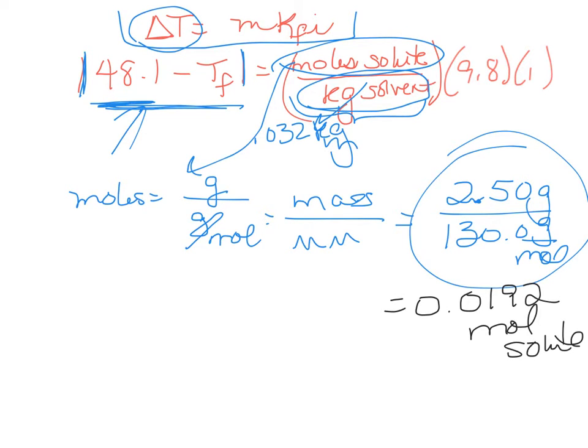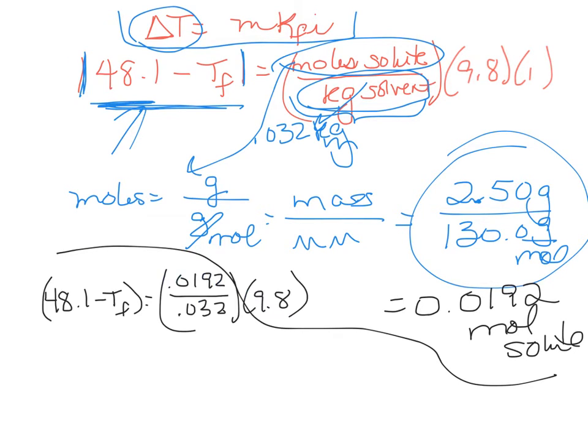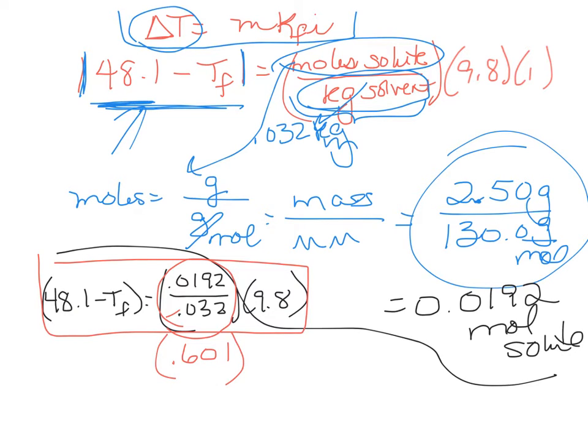Okay, so now we can go back. I'm getting kind of messy here. All right, so I rewrote the equation, to clear up what we have so far. And so this is the molality. So if you take 0.0192 and you divide it by 0.032, you get 0.601. That's the molality.